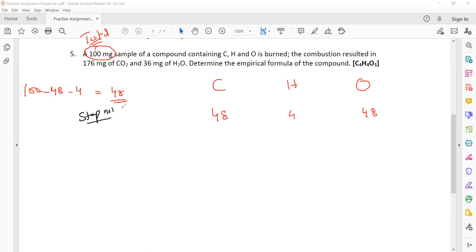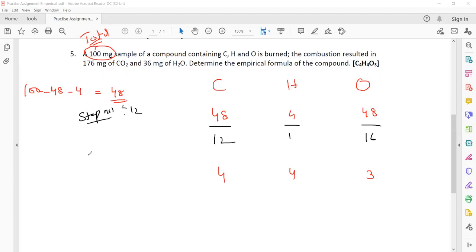Step number 1, we divide by atomic mass. So this will be divided by 12, this will be divided by 1, this will be divided by 16. 48 divided by 12, that's equal to 4. 4 divided by 1, that is 4. And 48 divided by 16, that's equal to 3.